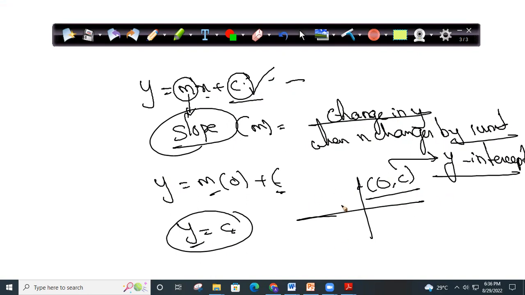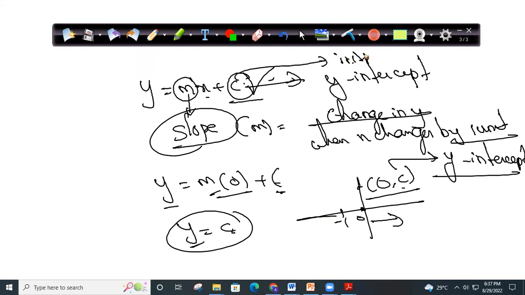So what is the meaning of y intercept? The value of y when x is equal to 0 is one thing. The other meaning of y intercept is that generally we count from 0. We don't count from minus 1. You are born at 0 years, not minus 1 years. So everything in this world counts from 0. So it is also called the initial value. C is called the y intercept. C is also called the initial value. The value at the starting, or the initial value, or the value of y when x is equal to 0. Everything means the same. That is c.